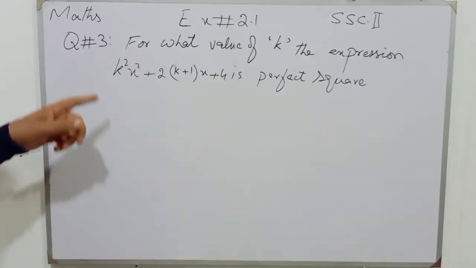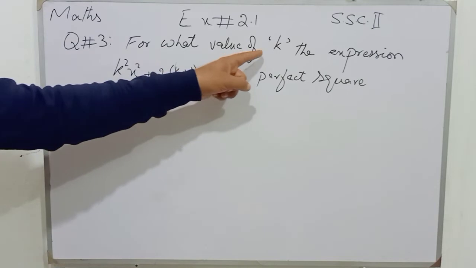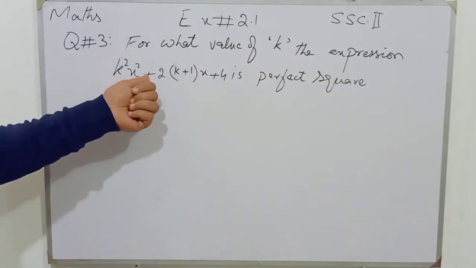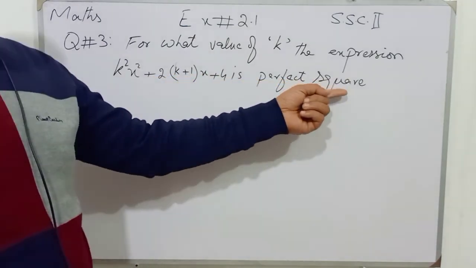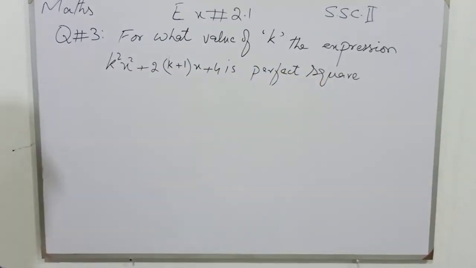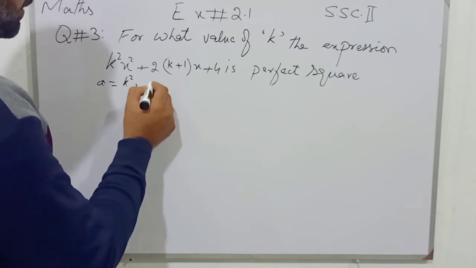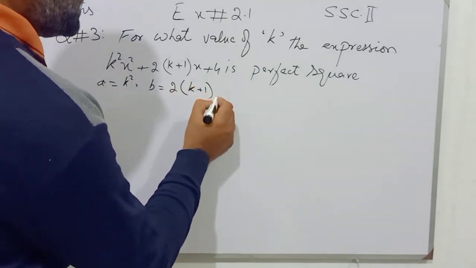Question number 3 of exercise 2.1 is, for what value of k is the expression k square x square plus 2 into k plus 1 into x plus 4 a perfect square. According to the expression, the value of a is k square, the value of b is 2 into k plus 1, and the value of c is 4.